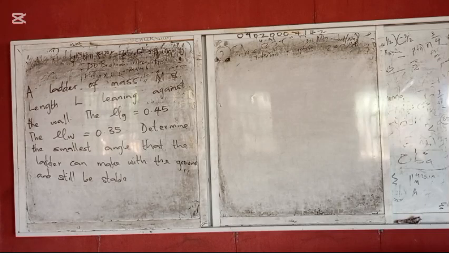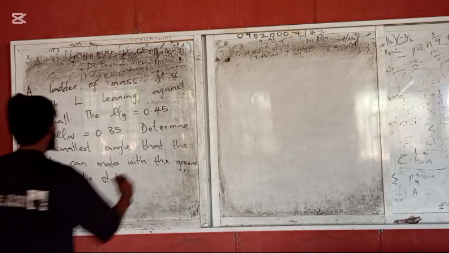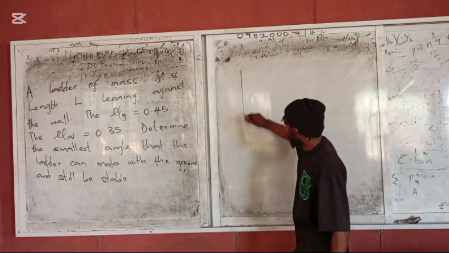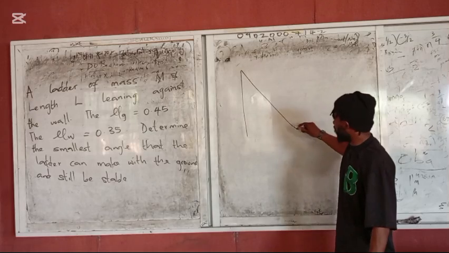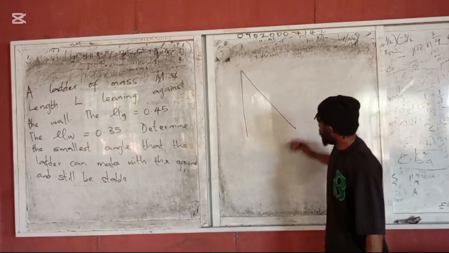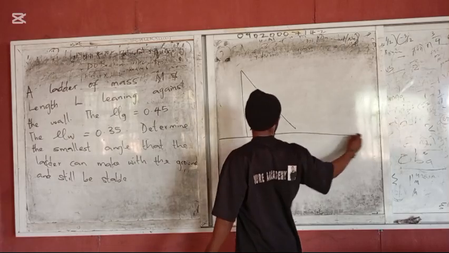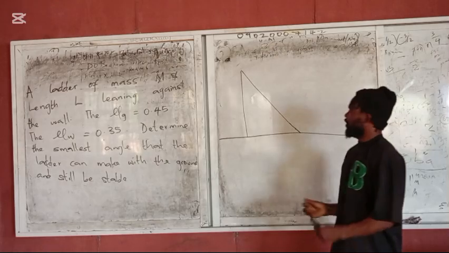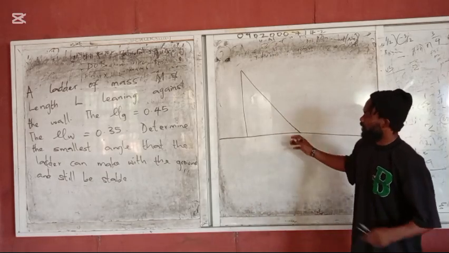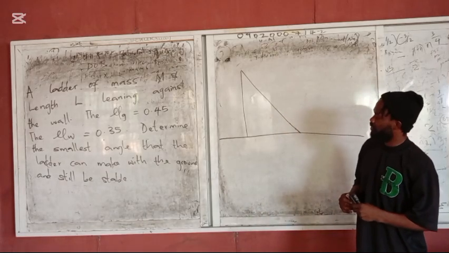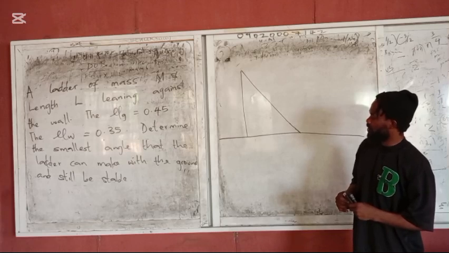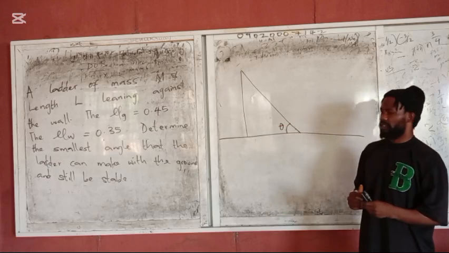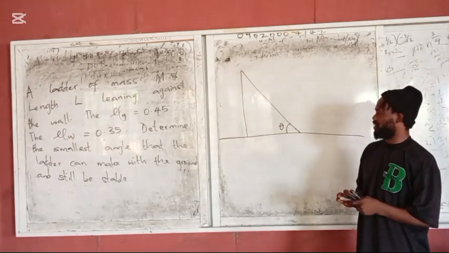Let's analyze this English. Let's draw. First of all, I have my wall, and let's say this is my ladder, and this is the ground level. There is an angle that the ladder can make with the ground, which is theta. I will not rush this, so you need to pay attention.